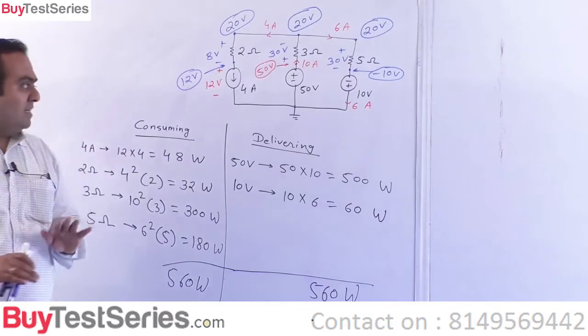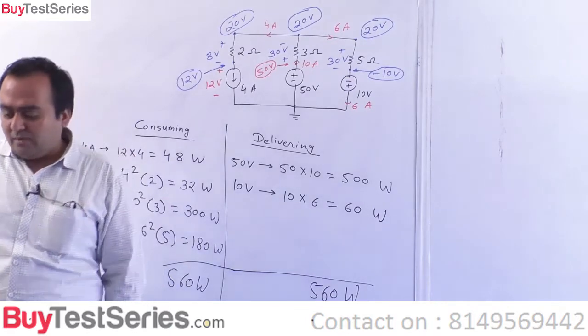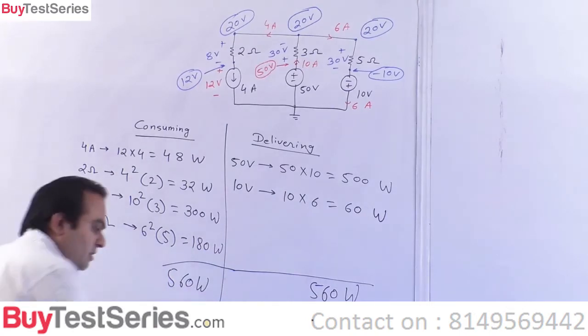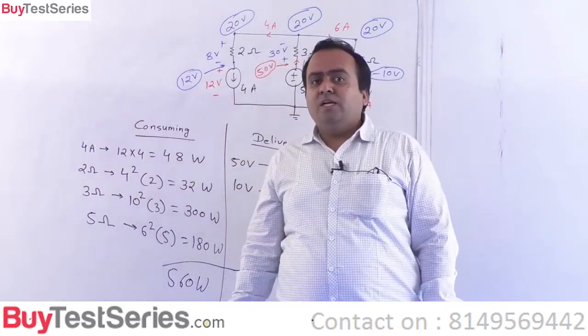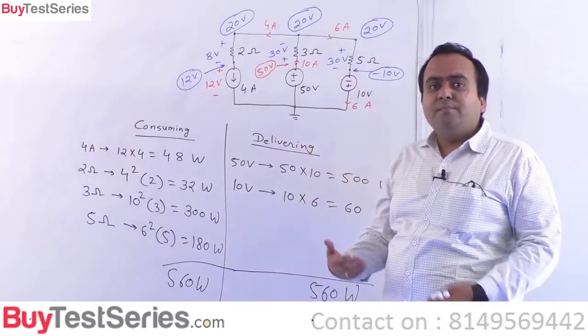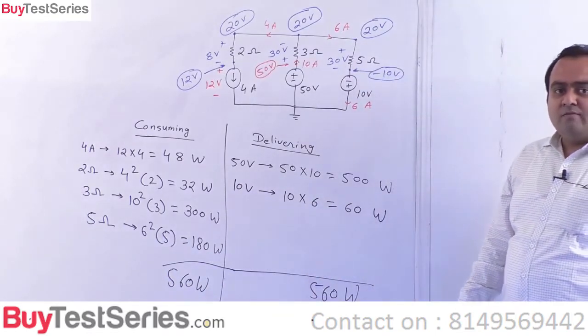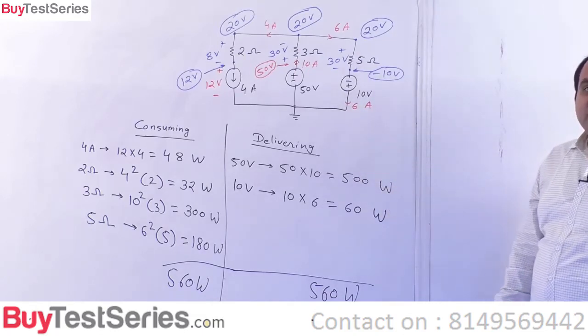Once you prove the power balance, everything is just calculated. There is nothing left to be calculated. So you can just pay attention to the results. I said the resistances will always consume power. The voltage sources and current sources, it depends whether they will consume or deliver. For this we have to find out the respective polarities of voltages and respective direction of currents.